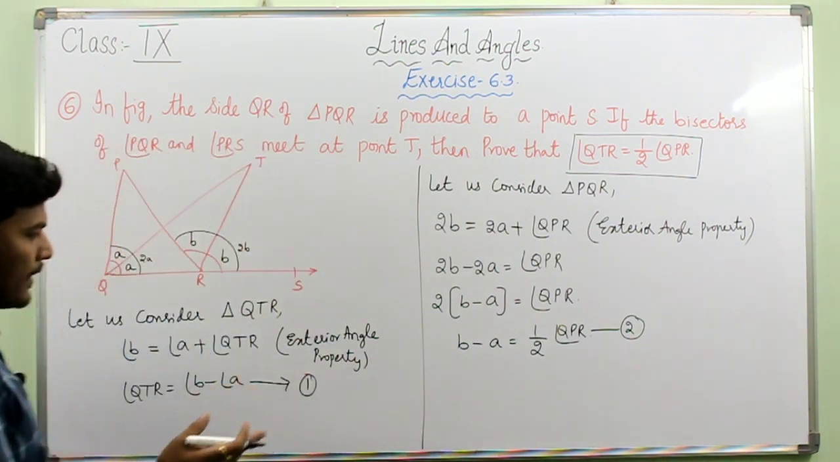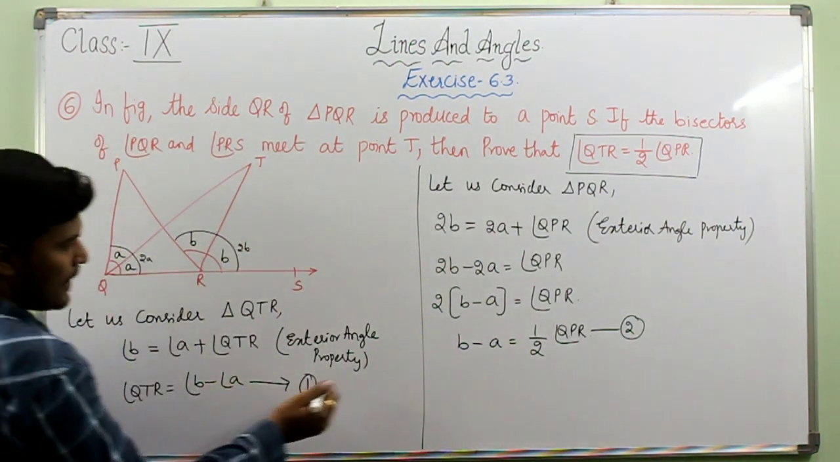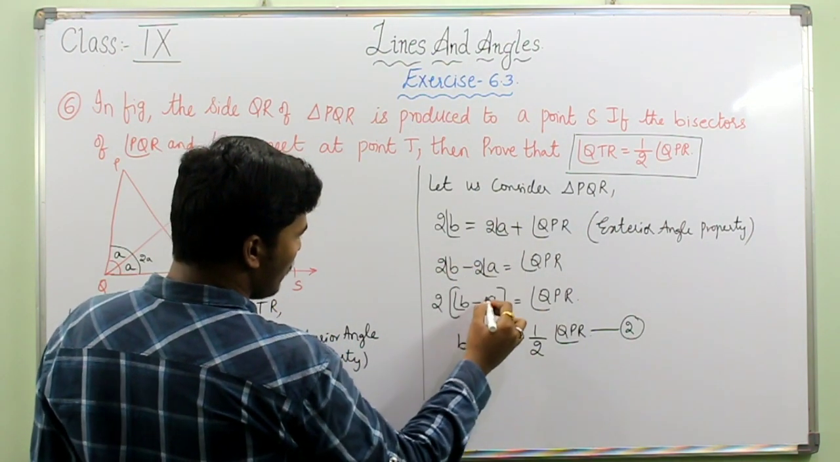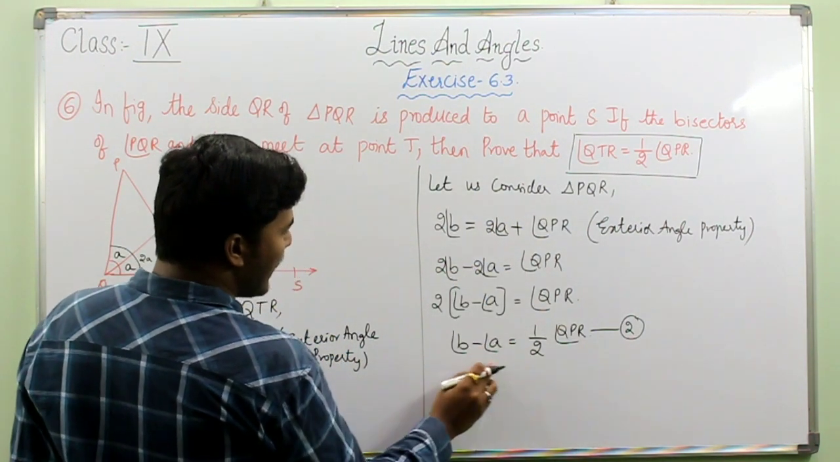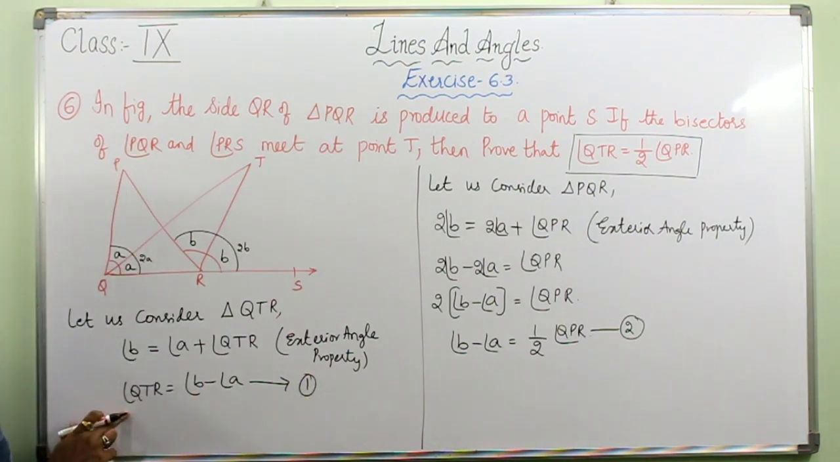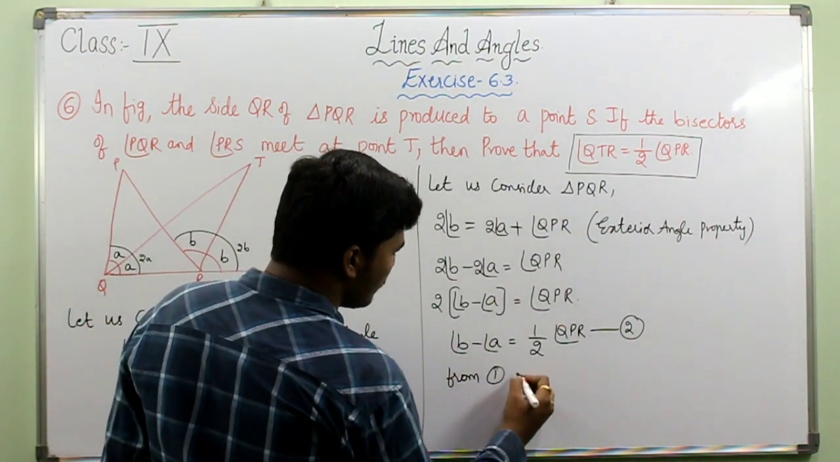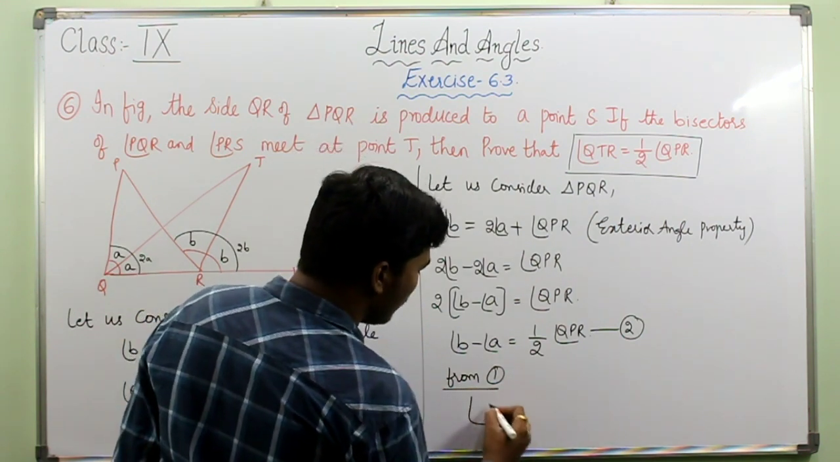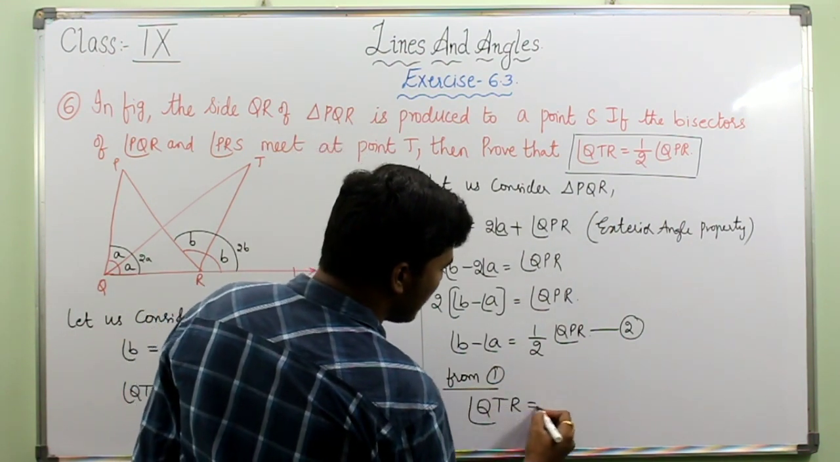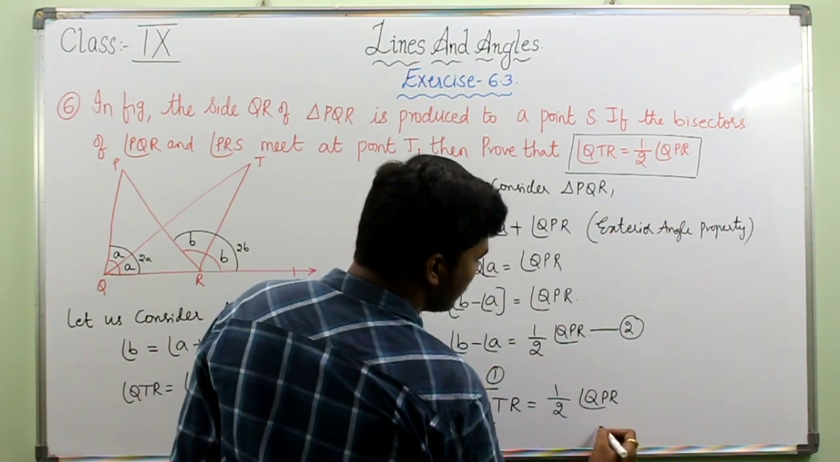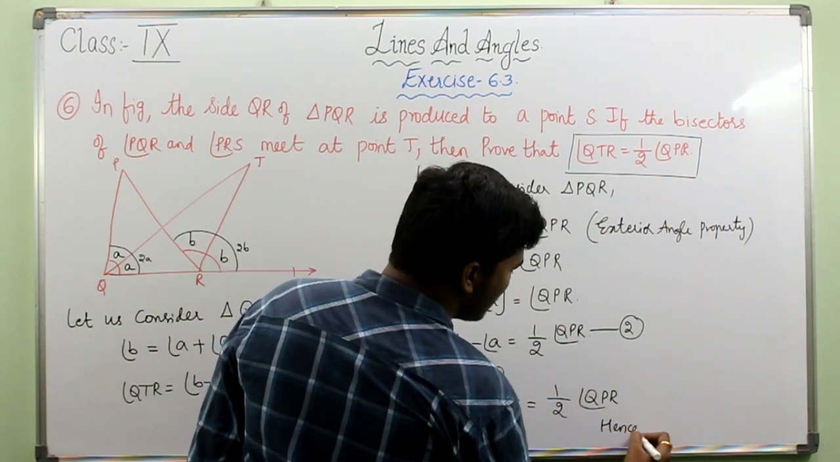If I see these equations 1 and 2, I have angle B minus angle A as QTR. From 1, what can I write? QTR is equal to half of QPR. Therefore, hence proved.